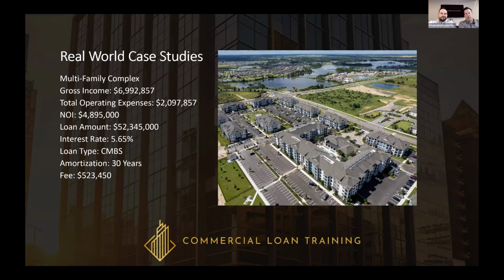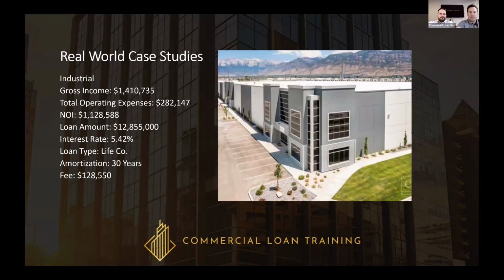Another multifamily complex that was done through a CMBS lender. CMBS is commercial mortgage-backed securities. Here are the numbers right here. We were able to get a 30-year amortization on that one, a large deal, $52 million, and the rate was 5.65%. This was actually, I believe, a student housing property, so it looks like a traditional apartment complex, but students live there because it's close to a Power 5 conference, which is also part of the multifamily world.